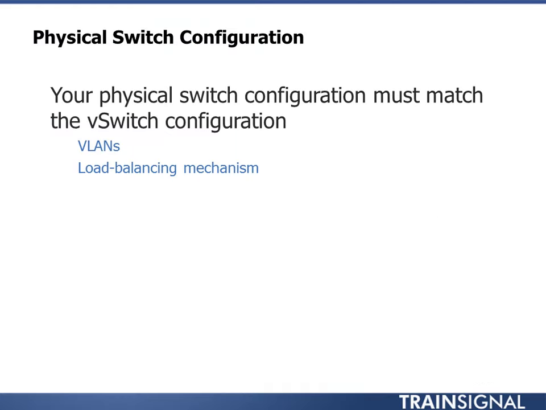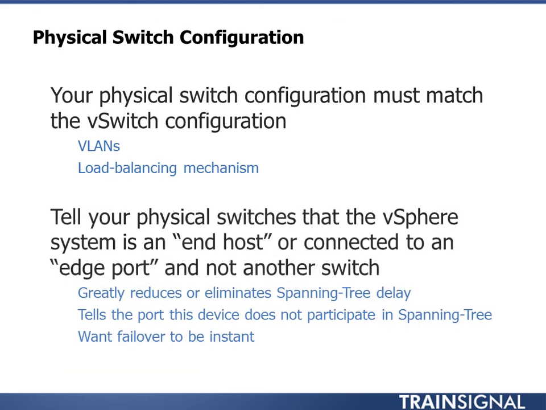Physical switch configuration. The big key here is your physical switch config must match the vSwitch config. I mean, that's kind of straightforward, but it's worth repeating. So things like which VLANs am I trunking, what load balancing mechanism, any negotiation, things like that need to be the same on both sides. Tell your physical switches that the vSphere system is an end host, or what we call connected to an edge port and not another switch.